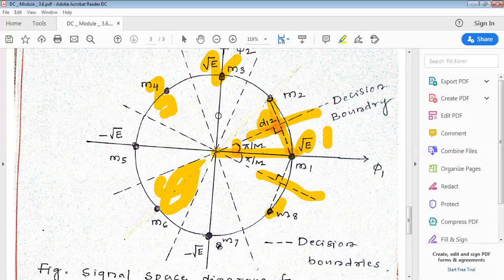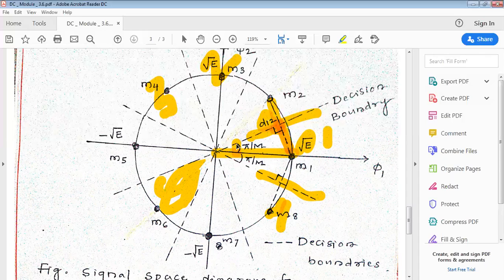Because the total angle for this circle is 360, and if you consider the upward half from M1, you will get 180 degrees. So 180 degrees divided by the total message points, capital M. Similarly, below this horizontal line, if you take the distance between M1 and M8, that is D18. And here also the angle is pi divided by M, right? So then how to calculate this? I will consider this distance as D12 by 2.